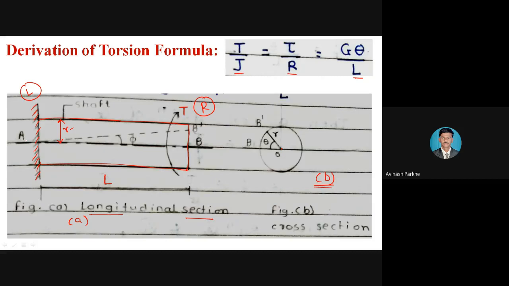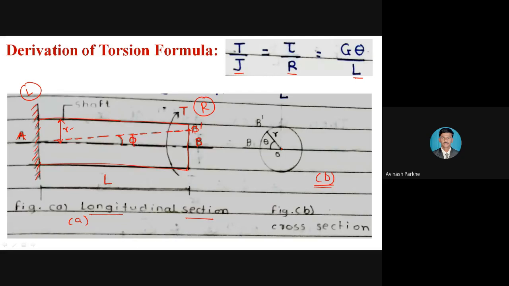So what happens before application of torque? In figure A, before application of torque T at the free end, the line, that means the center line of that shaft, is perfectly straight. But if T amount of torque is applied on that shaft, what happens? The distortion of material takes place from B to B dash. It is represented by this dotted line, you can see in figure A. So this dotted line represents the distortion of material taking place from B to B dash, and you will get one angle.